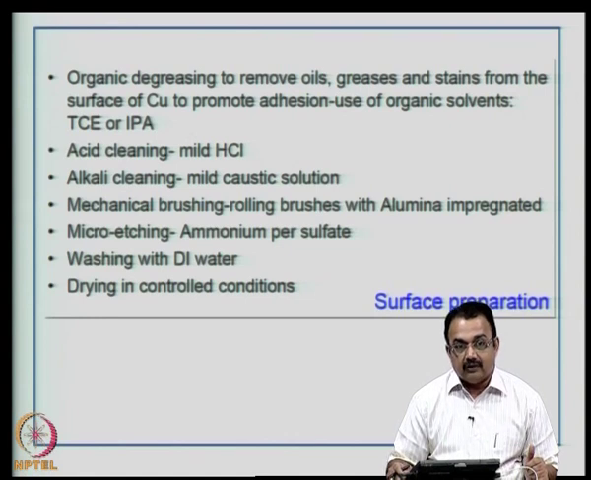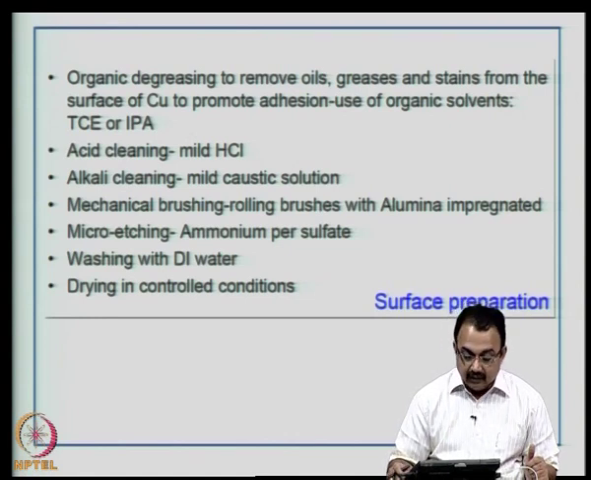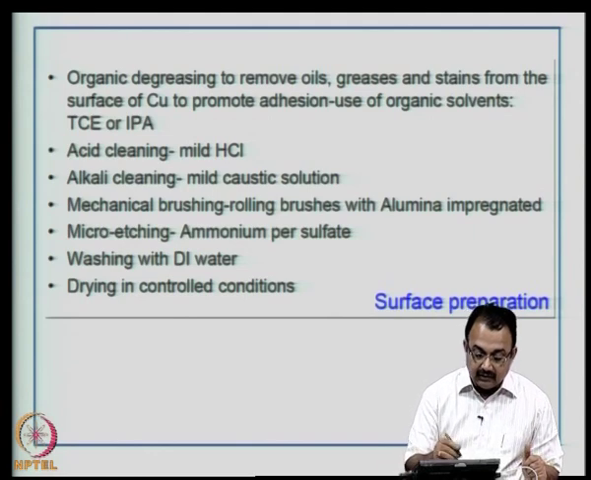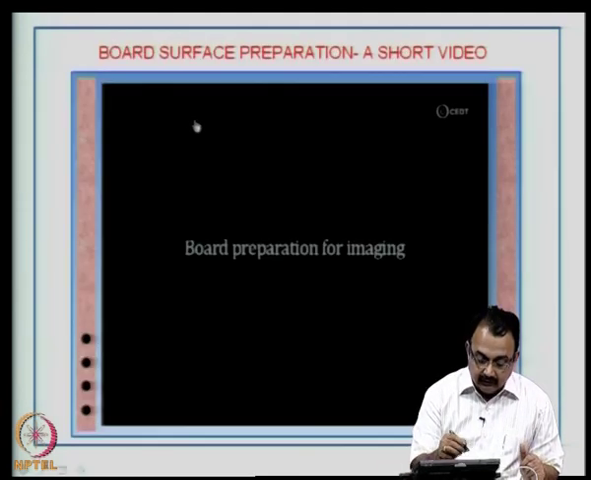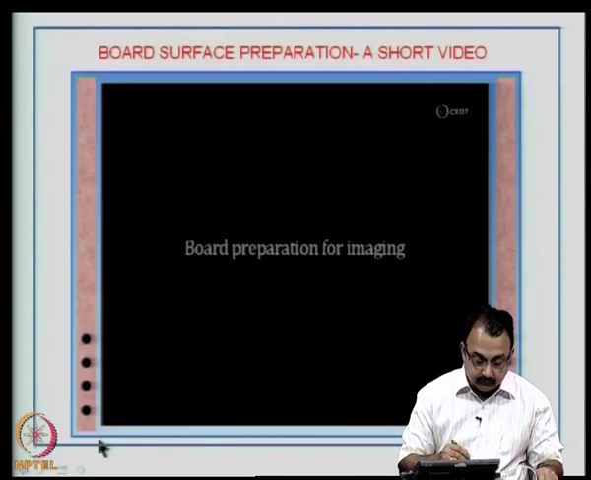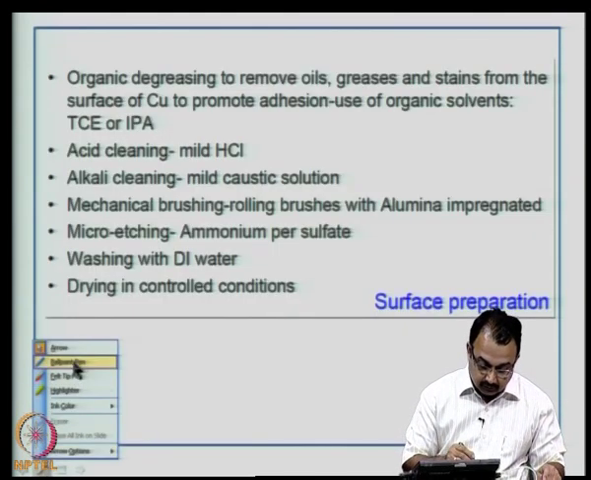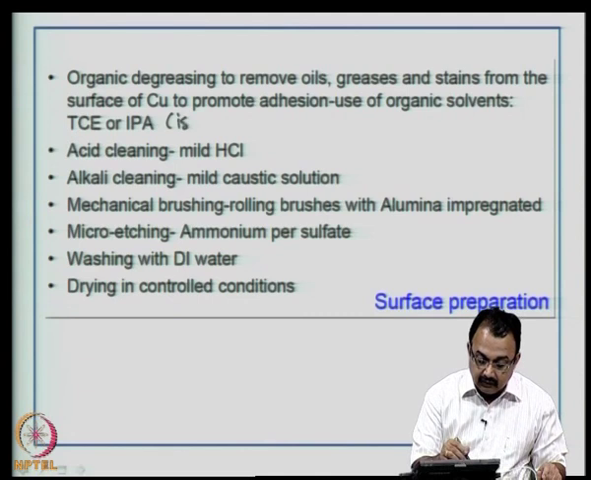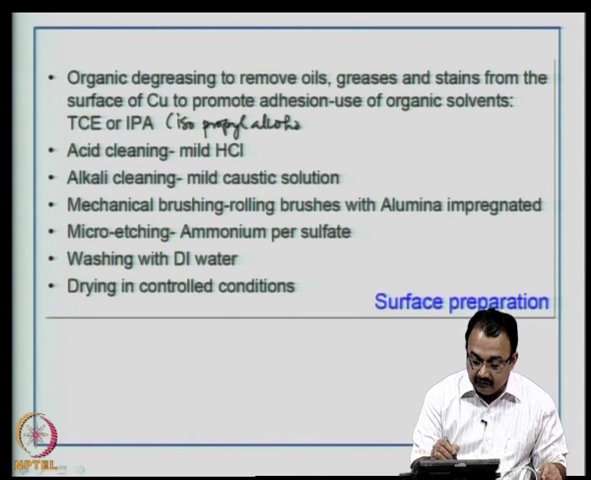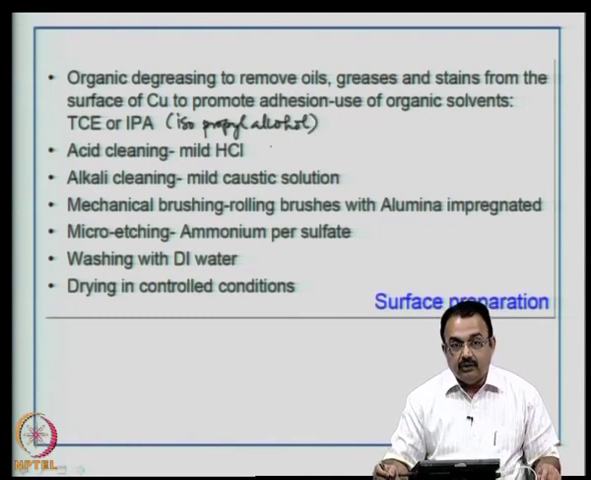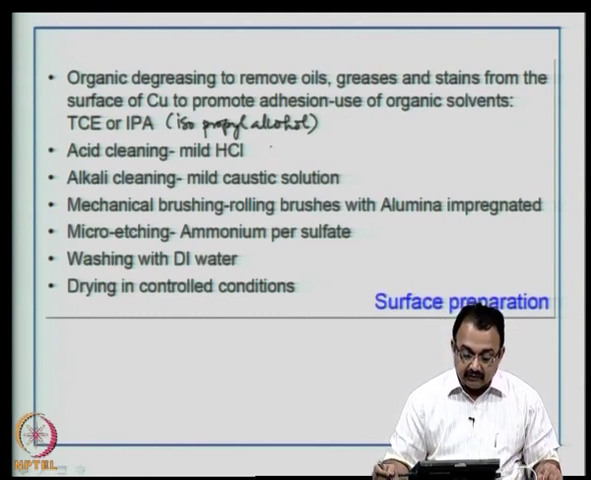First, you use organic solvents like trichloroethylene or isopropyl alcohol. Trichloroethylene is almost banned nowadays from being used. So, I would rather suggest using isopropyl alcohol. IPA stands for isopropyl alcohol, a very safe chemical. You can even dilute it with water, it is miscible with water, and therefore, you can use this IPA for cleaning the surface of your copper.